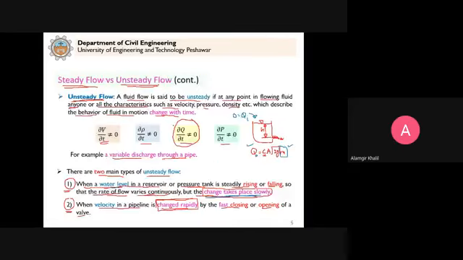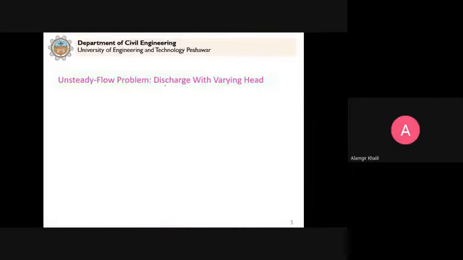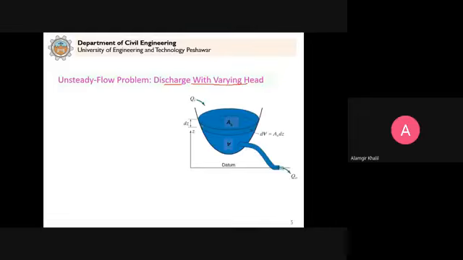So now we start with the first type of unsteady flow problems. Discharge with varying head. Before we try to develop an equation, in this case, we consider an arbitrary shaped tank. In this tank, you can see that there is an inflow. The inflow to the tank is denoted by Qi, and from the tank we have the outflow, Q naught.